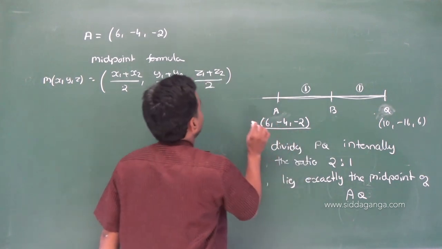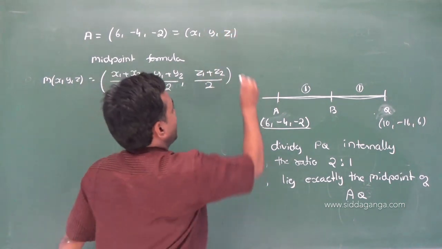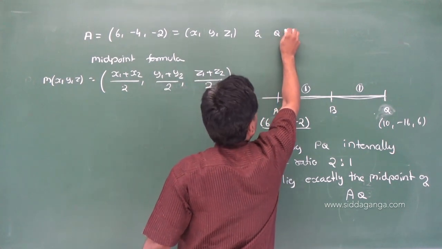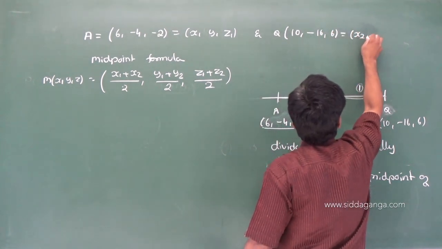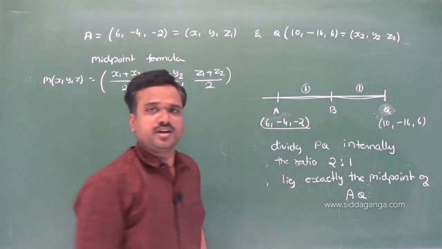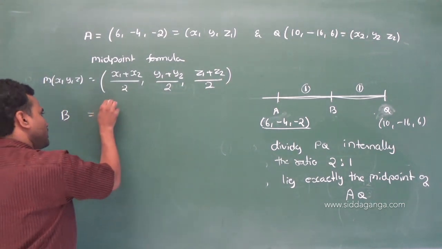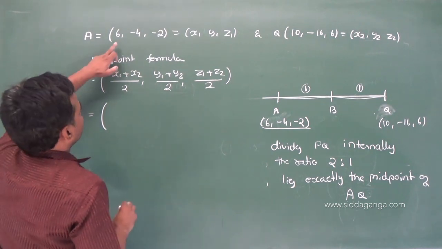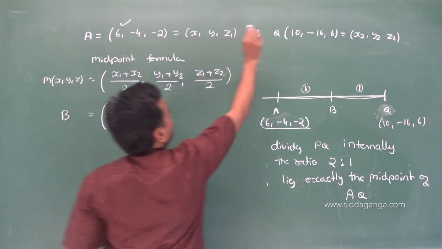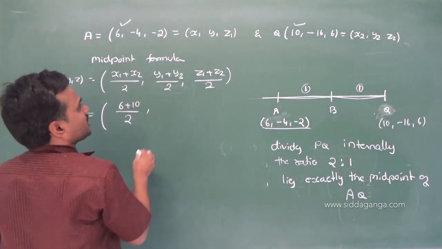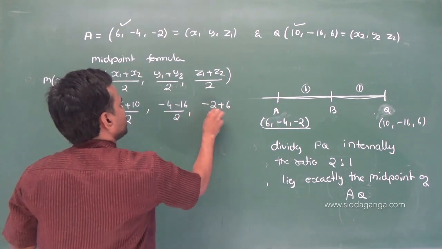Okay, this A point, we treat it as what? x1, y1, z1, the A point. And Q point, Q is what? 10, minus 16, 6. We treat it as x2, y2, z2. That implies here we calculate B. B is equal to, okay, observe carefully. x1 plus x2, 6 plus 10 divided by 2. Similarly the y coordinate: minus 4, minus 16 divided by 2. Minus 2 plus 6 divided by 2.